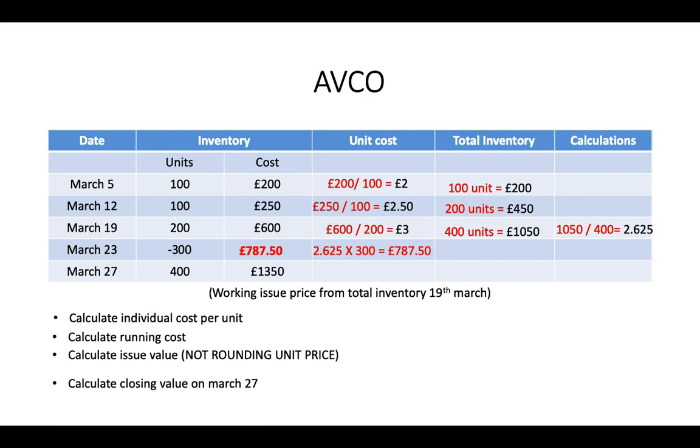Calculating our closing value on March the 27th, we are going to take our 1,050 valuation here the day before the issue. We're going to minus our 787.50 that we've just issued out of our inventory, leaving us with £262.50 worth of stock. We now add in the extra 400 units bought in of 1,350, gives us a closing inventory on the 27th of March of 1,612.50. So using the average costings method, we have had an issue of £787.50 and we have a closing balance of £1,612.50.